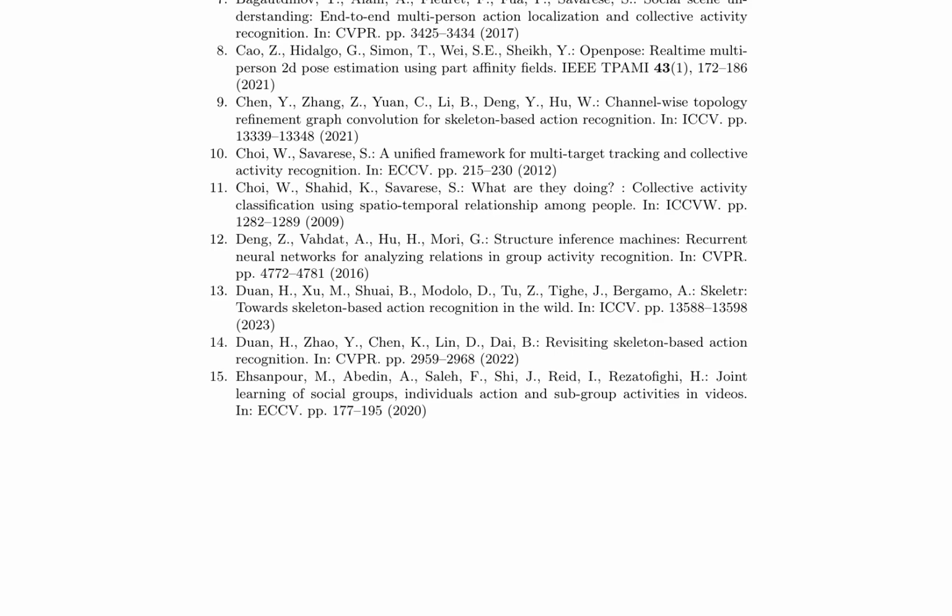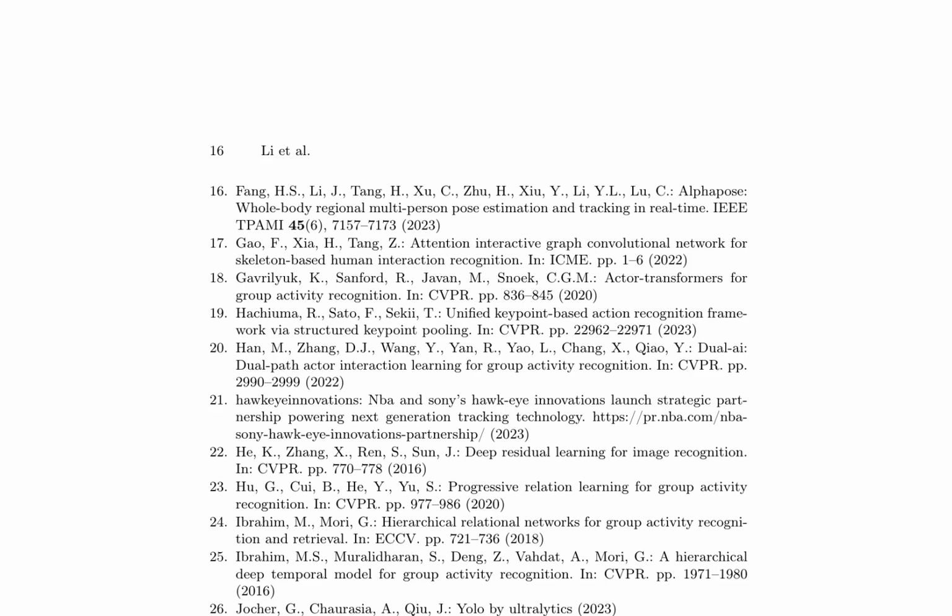Further references include structure inference machines for analyzing relations in group activity recognition, skeleton-based action recognition in the wild, and revisiting skeleton-based action recognition. The authors also cite works on joint learning of social groups, individuals' actions, and subgroup activities in videos, as well as whole-body regional multi-person pose estimation and tracking in real time.